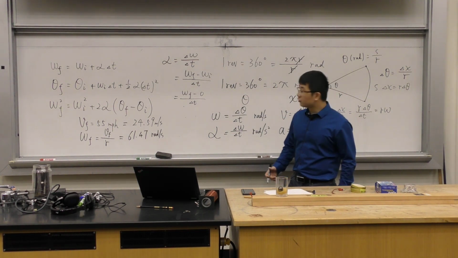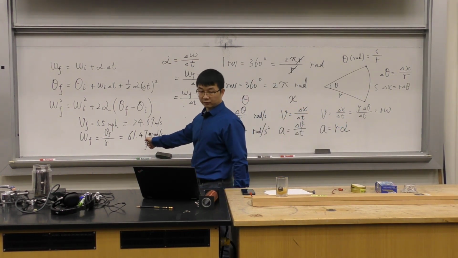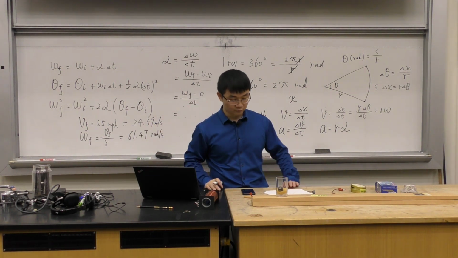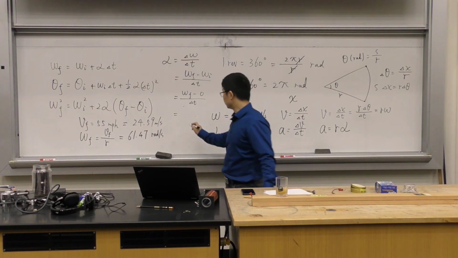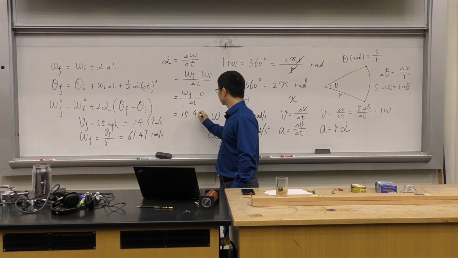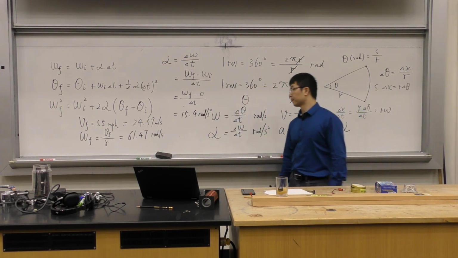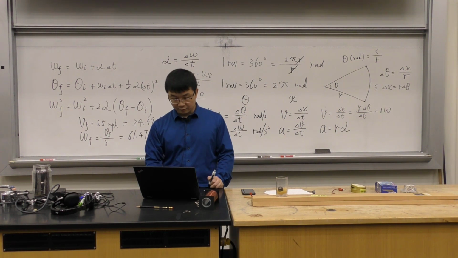Okay, so now don't forget, this is not the final answer, right? Now you can go ahead and divide this, the change in angular velocity, divided by the change in time, which is 4 seconds. That's going to give you the angular acceleration, okay?